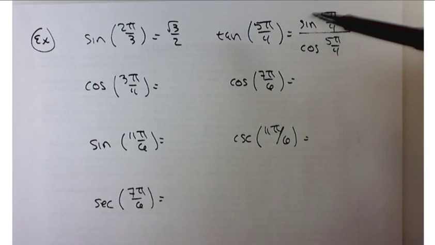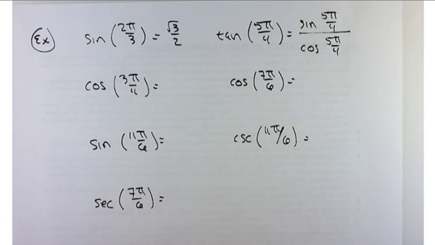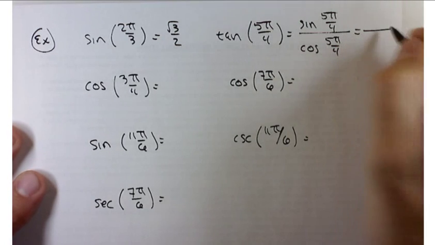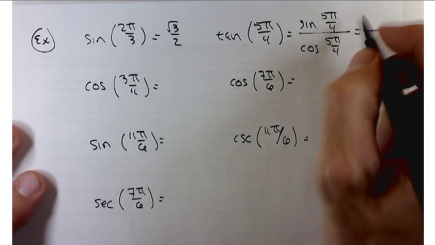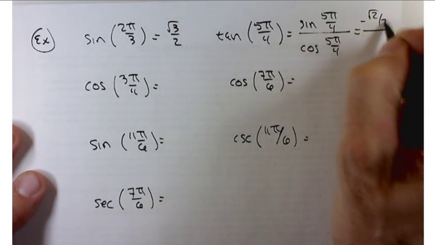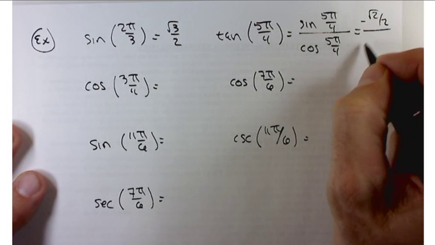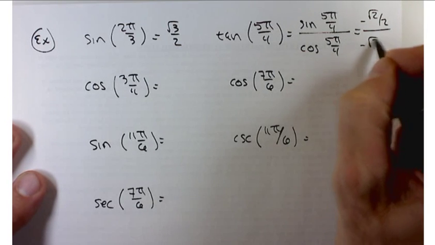What quadrant is 5 pi over 4 in? Anyone? Third quadrant. So do you expect tangent to be positive or negative there? Positive. So earlier today I made a little mistake, but we'll fix it now. Sine here is going to be negative square root of 2 over 2. Cosine there is also negative root 2 over 2.